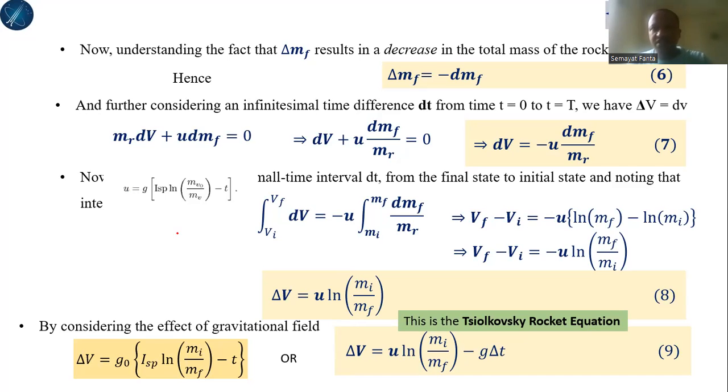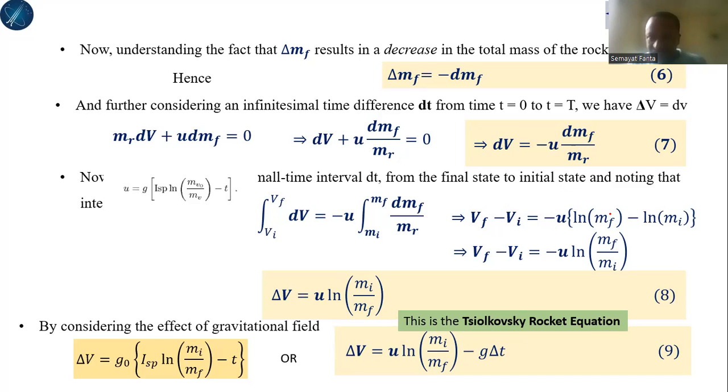So the final equation is dv equals minus u dmf over mr. The mass of the rocket here, we consider the continuous change of velocity and the continuous change of mass, which is the mass of fuel, so we consider the fuel mass. The rocket mass change is accompanied by fuel mass only. So by integrating this equation, we can get the change in velocity.